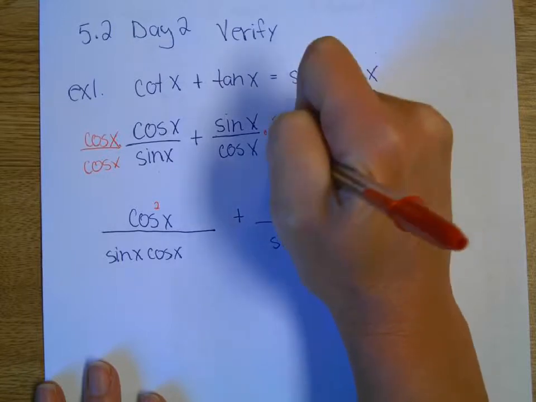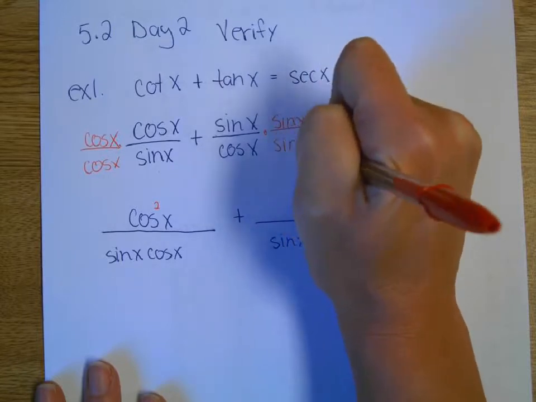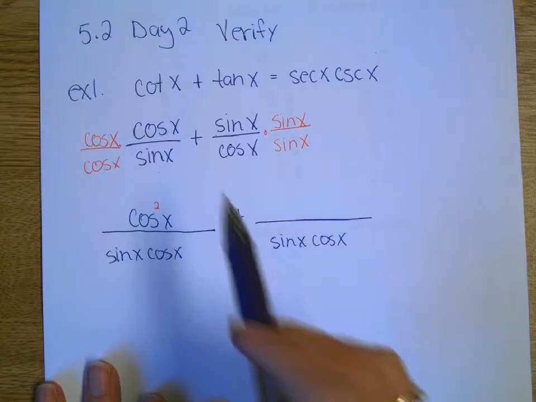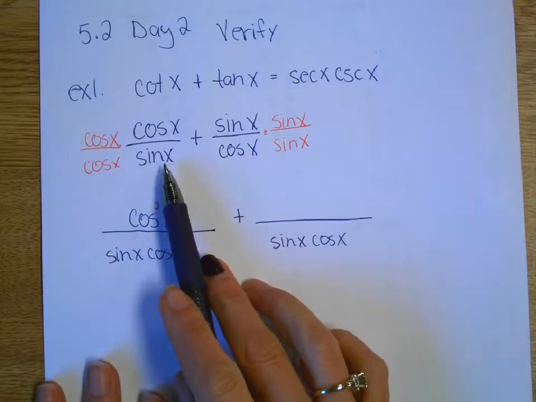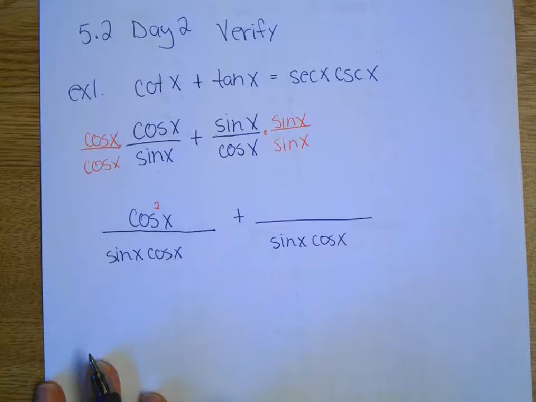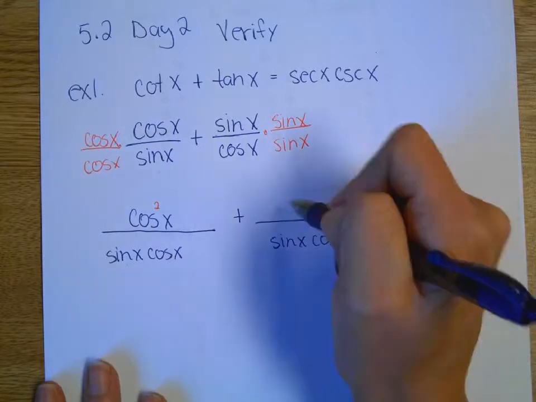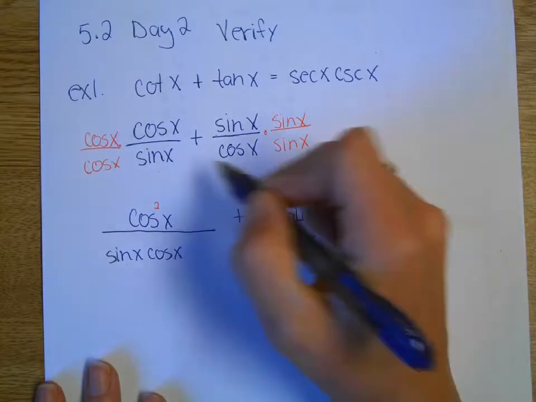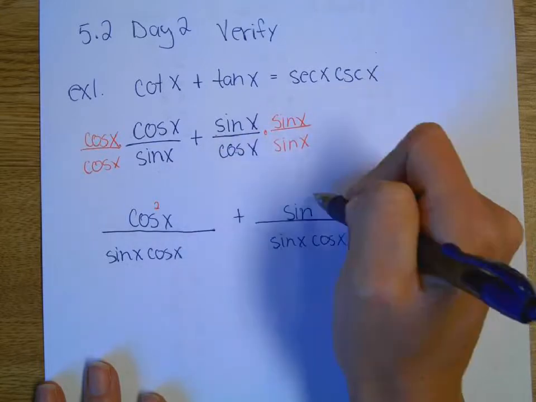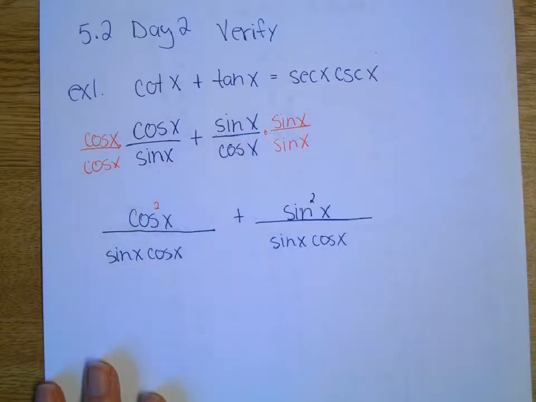Why are you hitting this with 1? Because I changed the denominator. I'm trying to get to my common denominator. So what did you do to that fraction? I multiplied the two together.